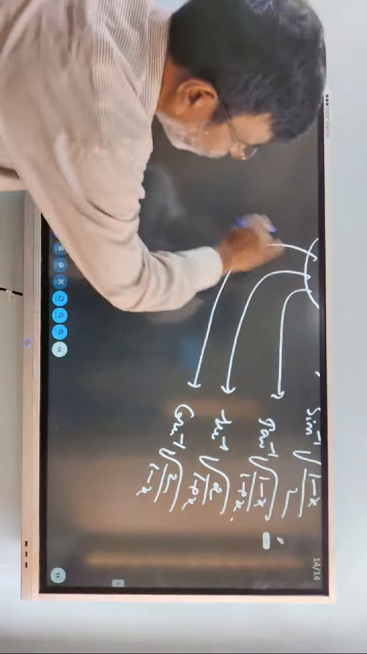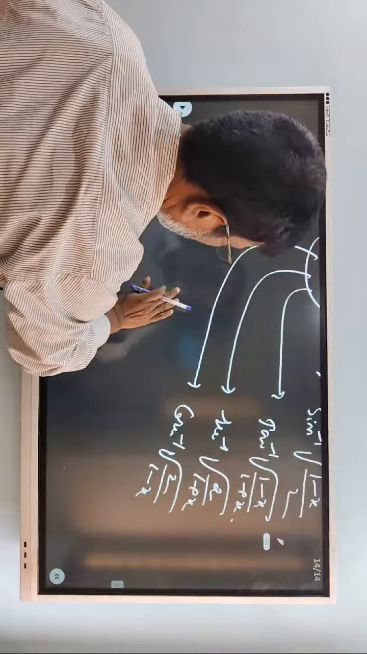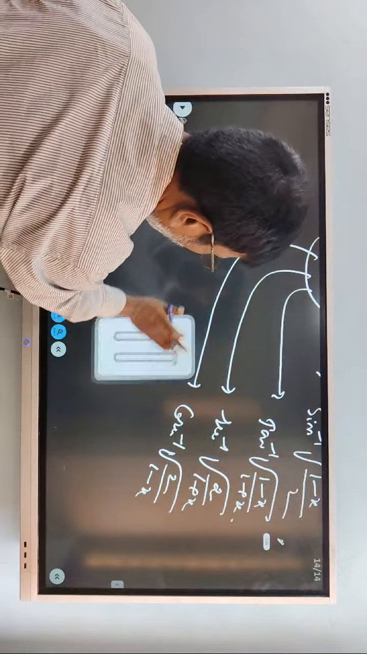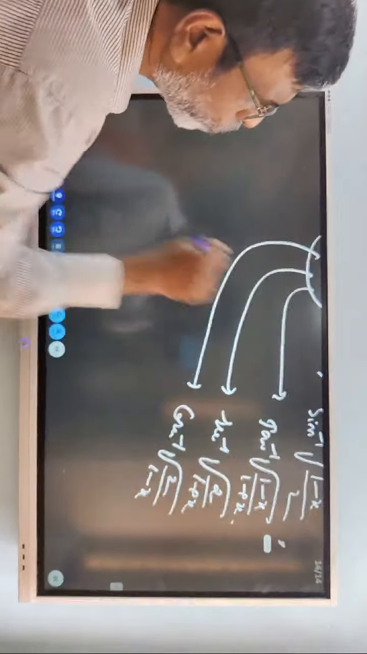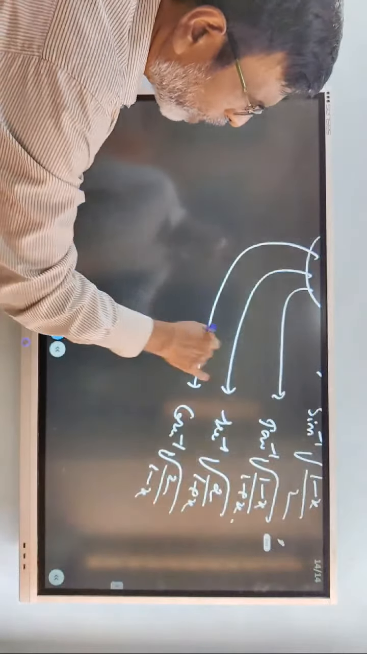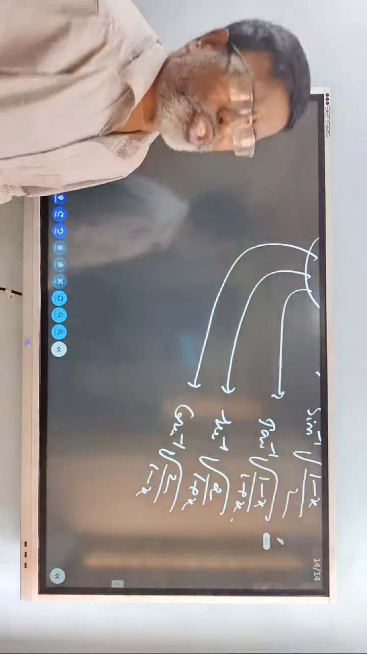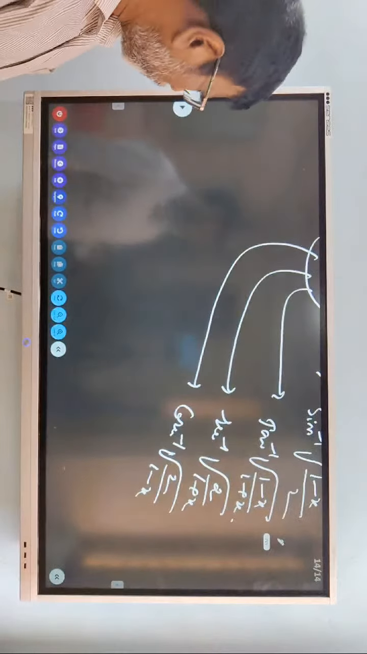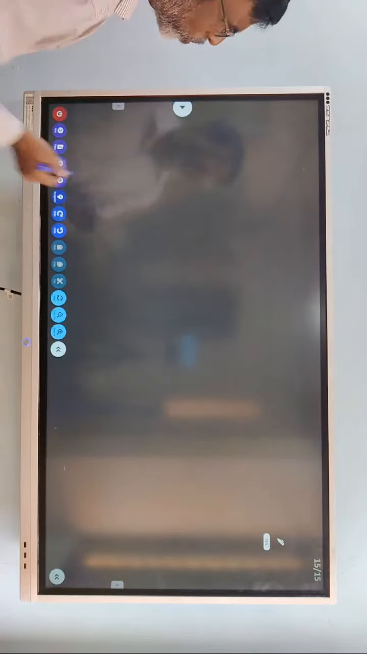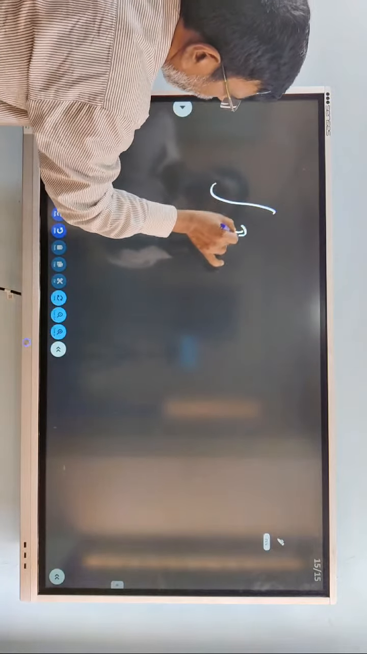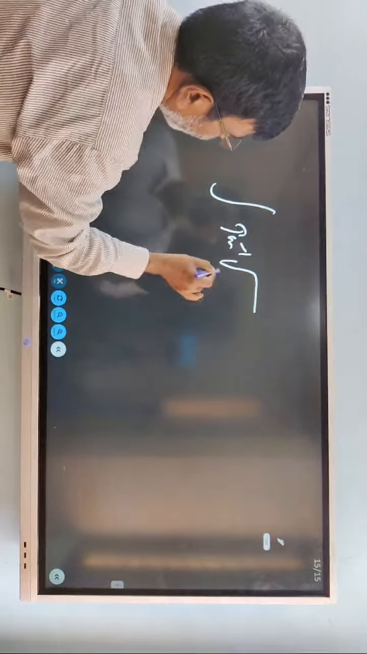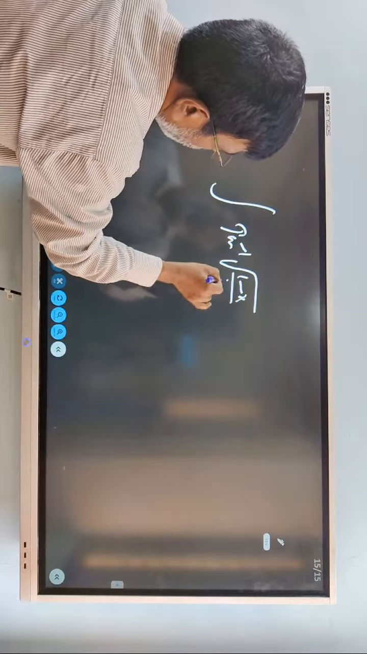Sin inverse of cos inverse x, sin inverse x, that is half sin inverse root of 1 minus x by 2, tan inverse root of 1 minus x by 1 plus x. So what is the advantage of this? The main advantage is, suppose a question is given like this: integral of tan inverse root of 1 minus x by 1 plus x.